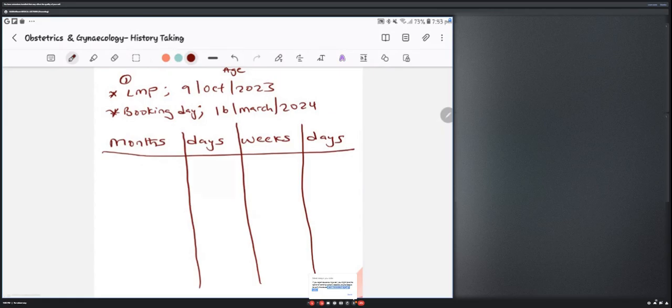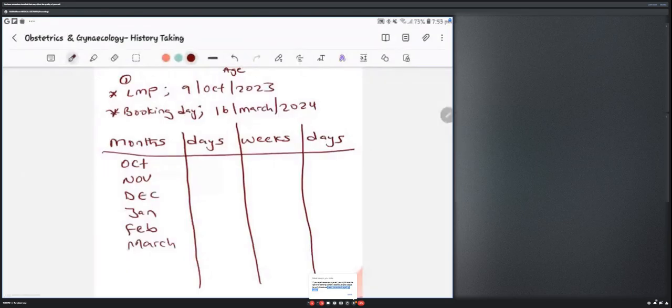Now you start with the LMP. The LMP is 9th October 2023. So you write October itself. From October, you start writing down to this very month we are in: October, November, December, January, February, and then March. Okay, write this first.